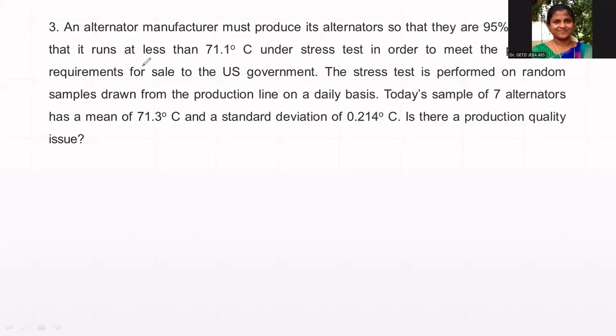An alternator manufacturer must produce the alternator. So first, as a custom, we will write the given values, right? With 95% confidence, it runs at less than 71.1 degree centigrade under stress test in order to meet the production requirement for sale to the US government. Okay, so it says that the alternator is running less than 71.1. The stress test is performed on random samples drawn from the production line on a daily basis.